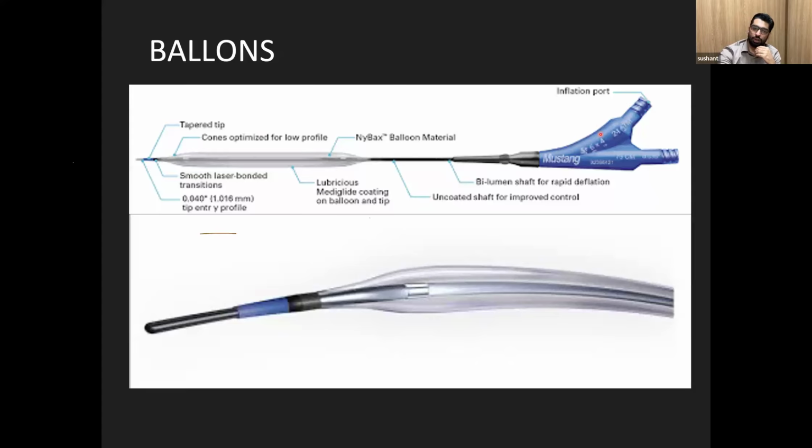So this is a kind of long balloon which has two ports. From this, we have a guide wire which is entering from here, exiting from here, and this port helps to inflate this tip. And this is a radio opaque distal marker, which is guided.